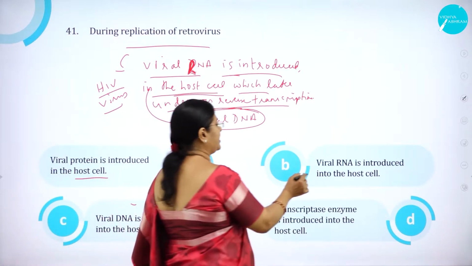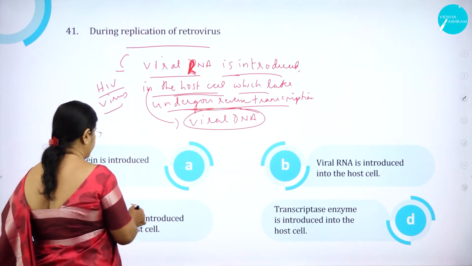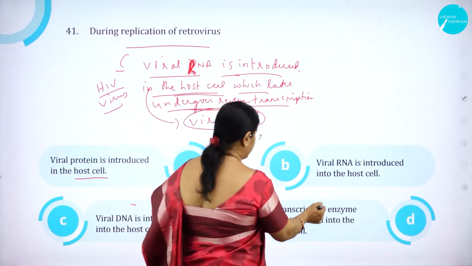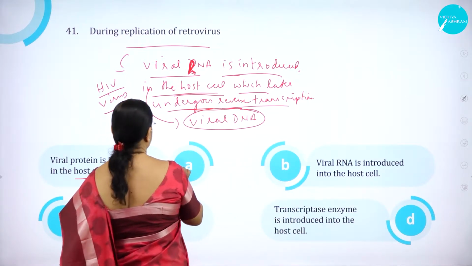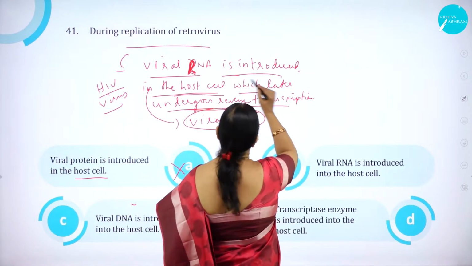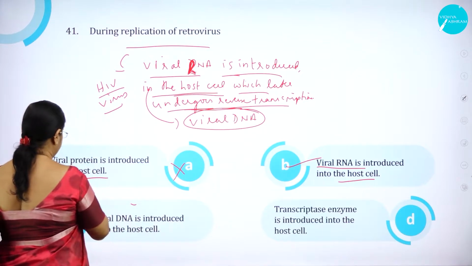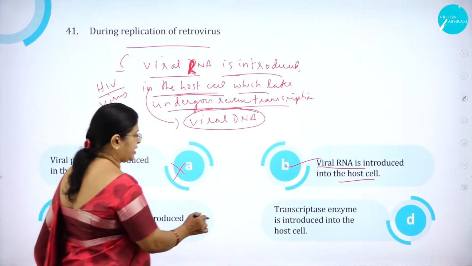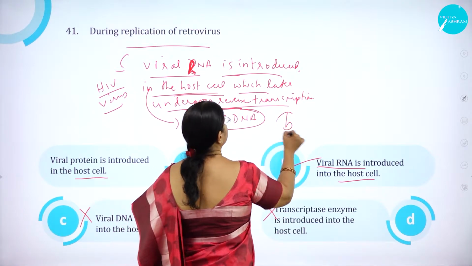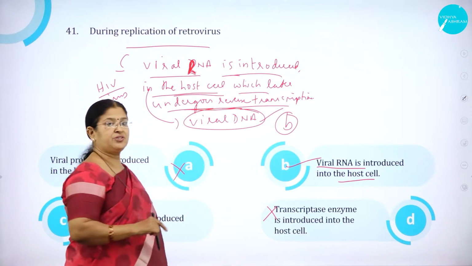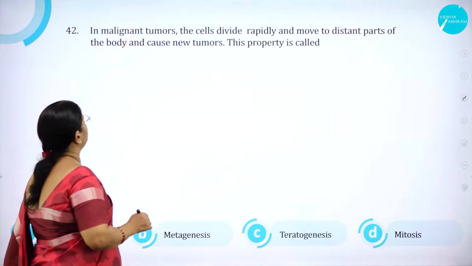So option A, viral protein is introduced into the host cell. Option B, viral RNA is introduced into the host cell. Option C, viral DNA is introduced into the host cell. Option D, transcriptase enzyme is introduced into the host cell. Option A is wrong. Viral RNA is introduced into the host cell, correct. Viral DNA is introduced, wrong. Transcriptase enzyme is introduced, wrong. So option B is correct. That is, during replication of retrovirus, viral RNA is introduced into the host cell.